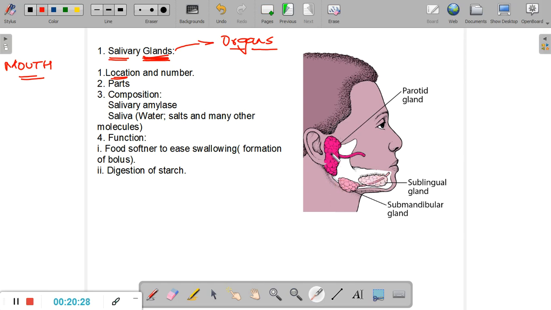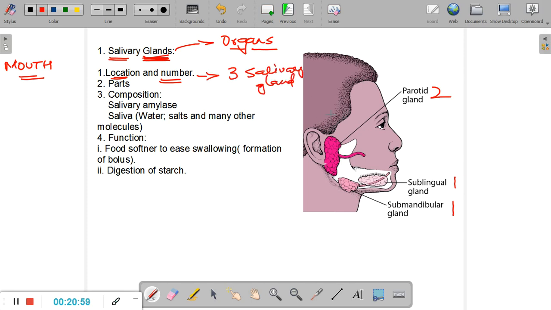Now, one more thing. This parotid gland, we don't have one, but two glands. One is on the left-hand side, just in front of your ear, and the other is on the right-hand side, just in front of your ear. So we have a total of two parotid glands, one sublingual gland, and one submandibular gland. So how many glands should you tell us that there are? At your level, only say that there are three salivary glands.